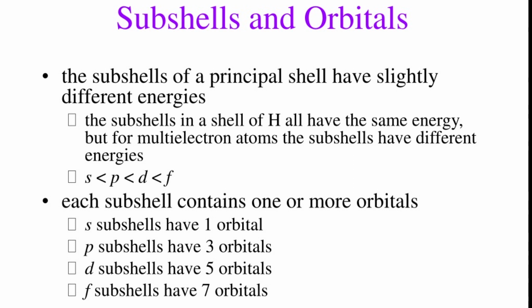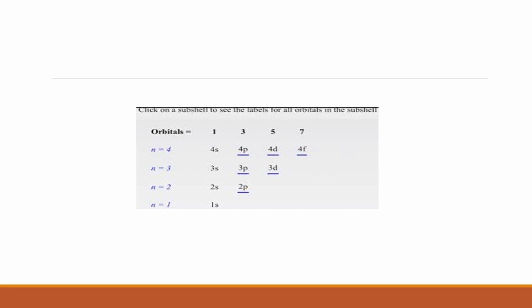And for the F subshell, the maximum number of electrons is 14. So as far as the first shell K, it has only one subshell, that is S, because it can accommodate only 2 electrons.